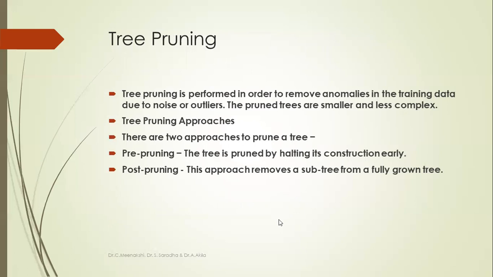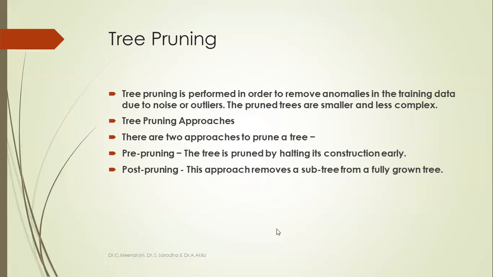Next we'll see data pruning. What is meant by data pruning? It is performed in order to remove anomalies in the training data due to noise or outliers. An outlier means, say I have a set of marks, and all the values range from 0 to 100, like 90, 99, 100. If I then have a mark which is 120 or -5, that is called an outlier. I'm going to remove these, and that is called the data pruning process.